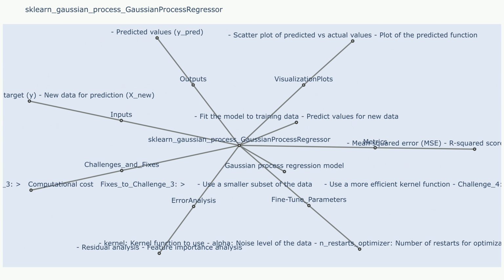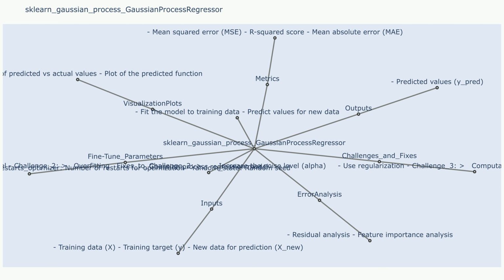You can explore different kernels to find the best fit for your data. Alpha. This parameter controls the noise level in your model. Higher values of alpha indicate more noise. N restarts optimizer. This parameter influences the optimization process for hyperparameters. It controls the number of times the optimizer restarts from random initial values. Random state. This sets the seed for the random number generator, ensuring reproducibility.